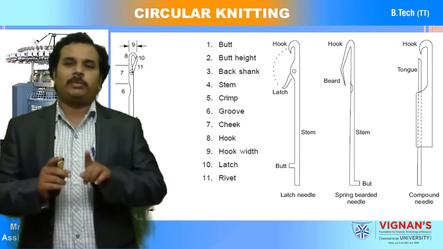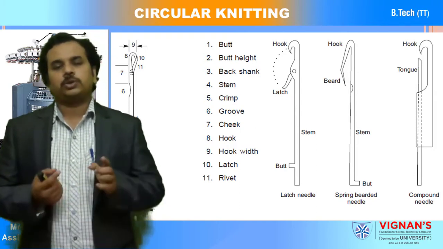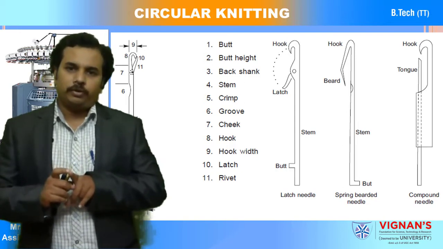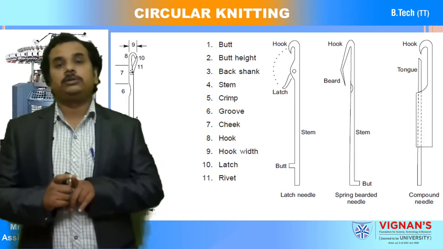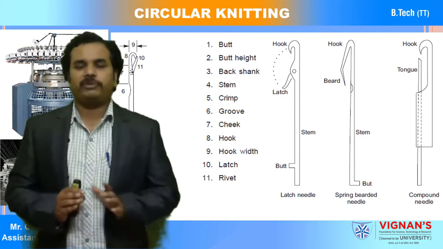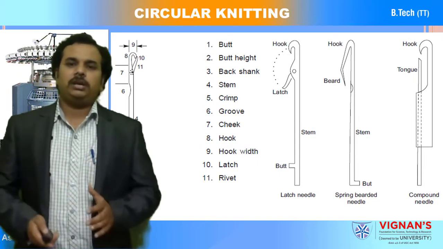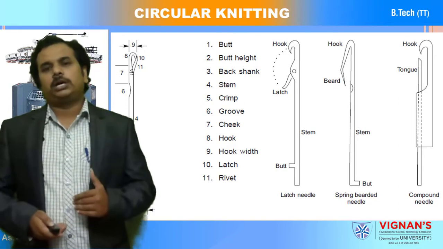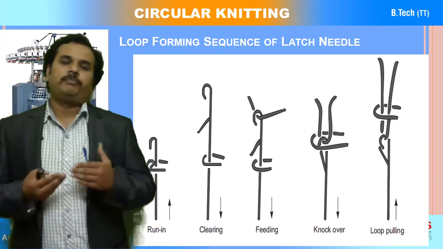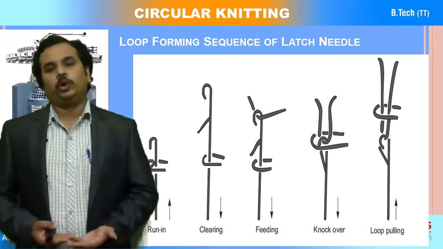After the newly fed yarn is fed to the needle hook, this closing element, the tongue part, is going to close and wrap the newly fed yarn in between the tongue part and the hook part. So these are the different types of needles we use in knitting technology. Now we will see one by one the loop formation sequences by which the new loop is formed through the old loop.